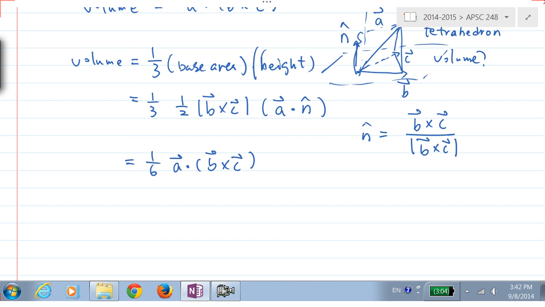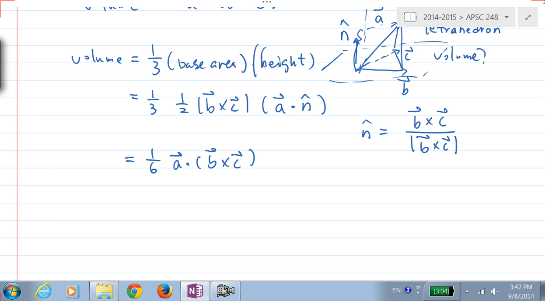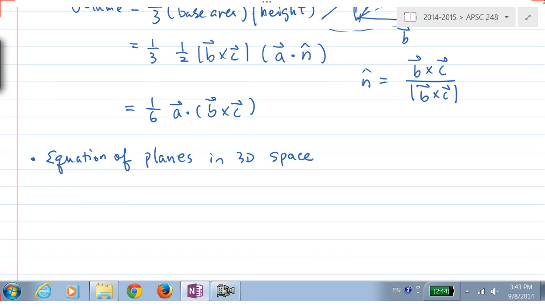Okay? So now let's go into a more interesting topic. First, we're going to look at the equation of planes in 3D space. And then we'll look at the equation of lines in 3D space.